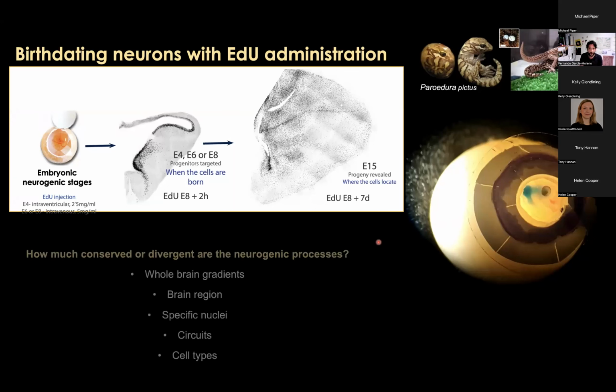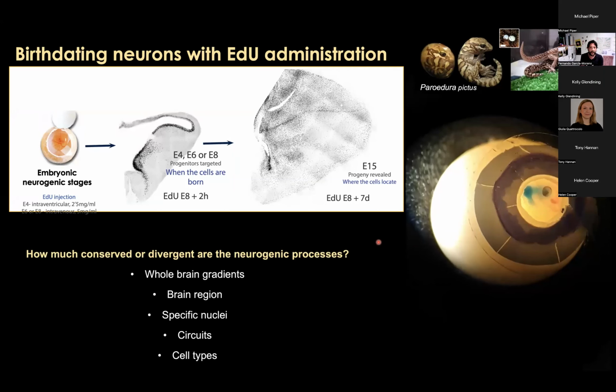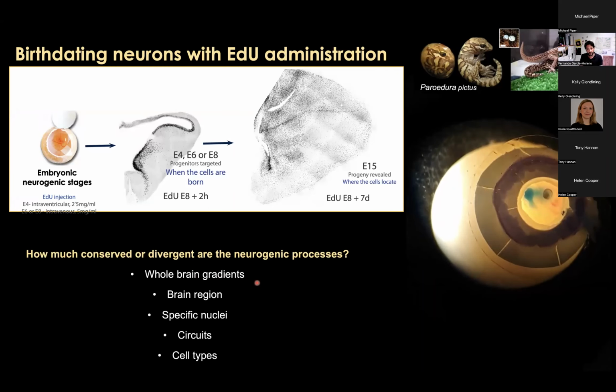And then we compare gradients of neurogenesis at many different levels. So for instance, we are researching whole brain gradients of neurogenesis across the entire brain, but we focus also on different brain regions such as the thalamus, hypothalamus, etc. We study gradients of neurogenesis in specific nuclei and specific circuits, and finally, we identify the neurogenic time points at which specific cell types are generated.